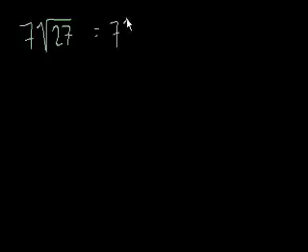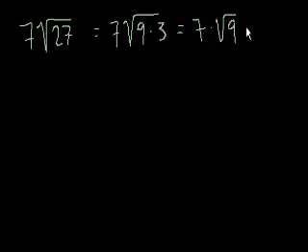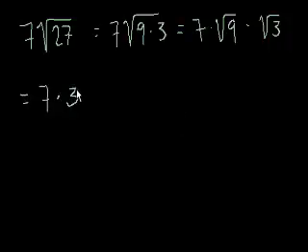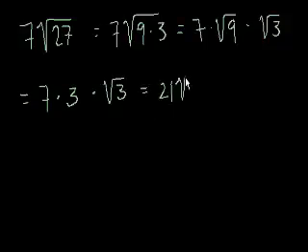So we could say 7 times the square root of 27 is equal to 7 times the square root of 9 times 3. And now, based on the rules we just learned, that's the same thing as 7 times the square root of 9 times the square root of 3. And well, that just equals 7 times 3, right? Because the square root of 9 is 3, times the square root of 3. That equals 21 times the square root of 3. Done. Let's do another one.